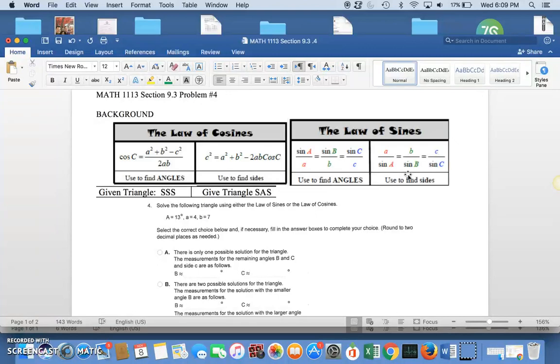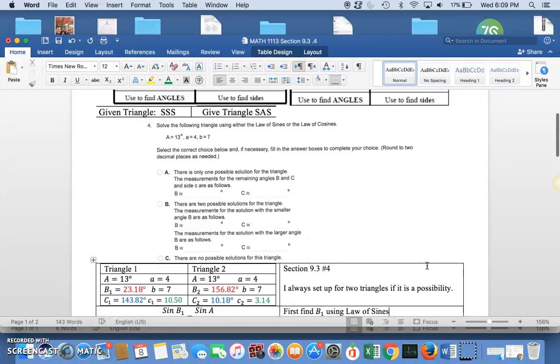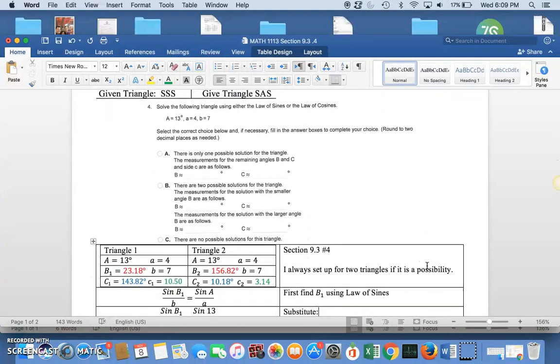Okay, section 9.3, number 4, law of cosines, law of sines. In your problem, you are given angle A is 13, side A is 4, and side B is 7. There is a definite possibility of two triangles. That's one of the reasons I have not used it.